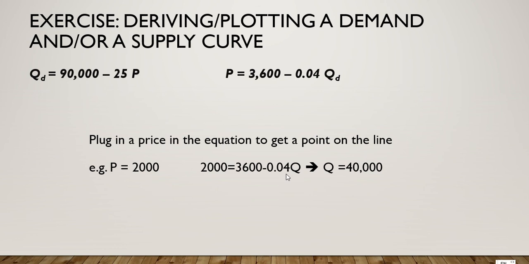So in case some of you are still not sure, how do we get from here to here? You divide both sides by negative 0.04, then you get this.